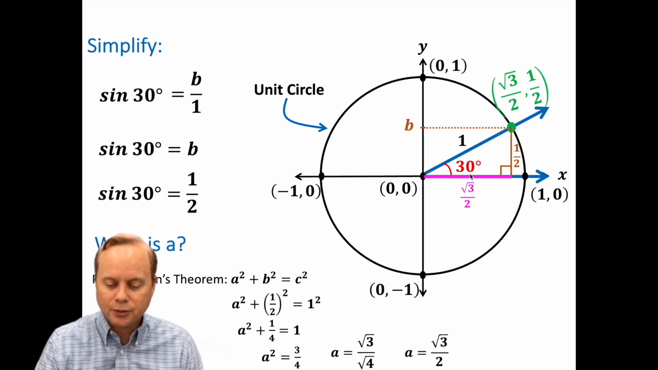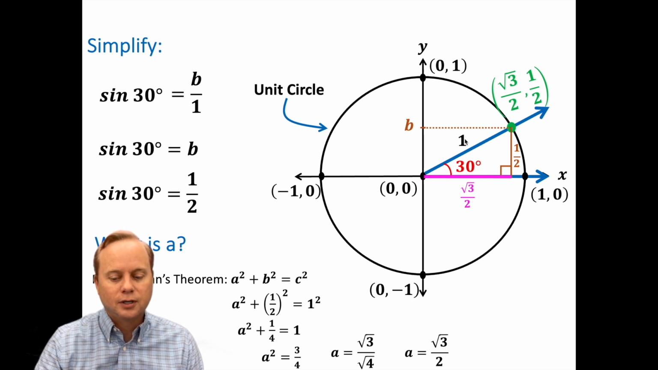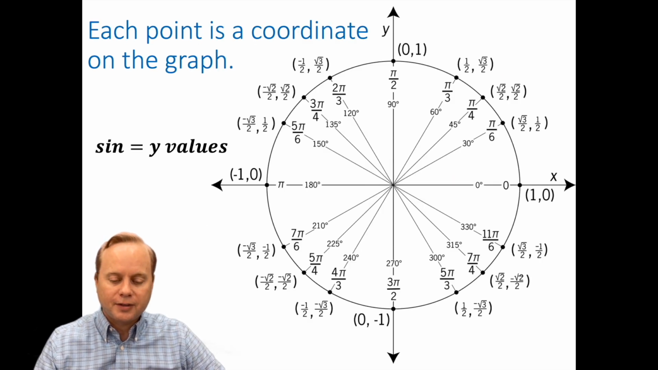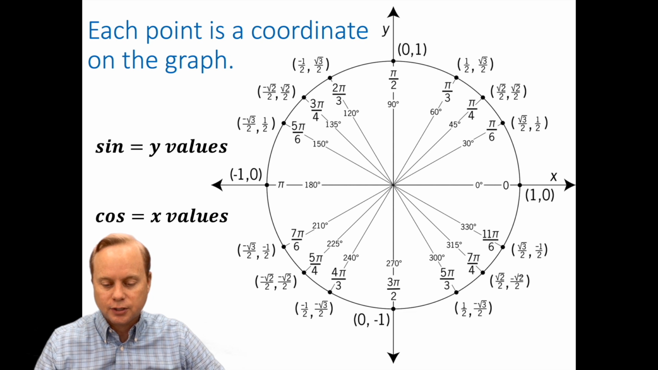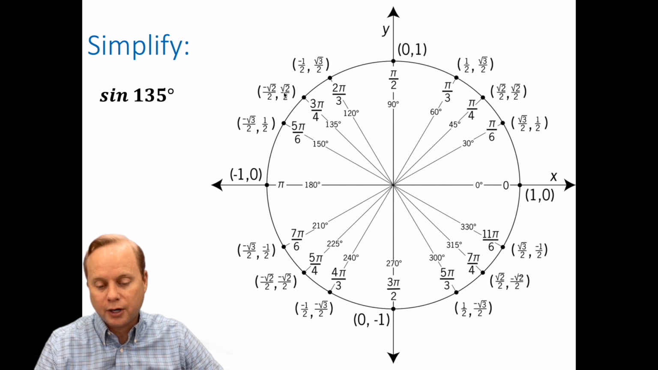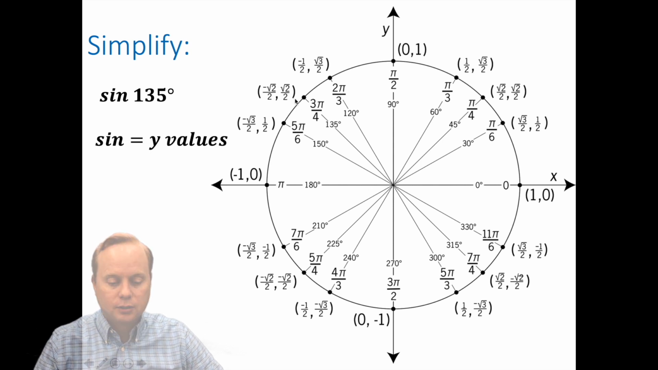Cosine of this same number, 30, is adjacent over hypotenuse. So radical 3 over 2 divided by 1, which is radical 3 over 2. So cosine is your x values in this scenario. Sine are your y values, cosine are your x values. So I could ask for anything. If I ask for sine of 135, 135 is right here. I know that sine are my y values. My y value in this ordered pair is the square root of 2 over 2.